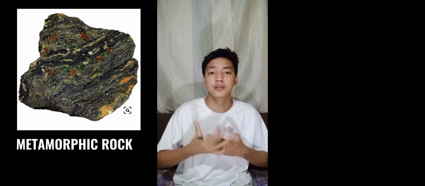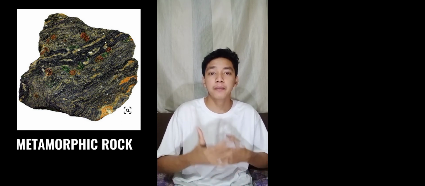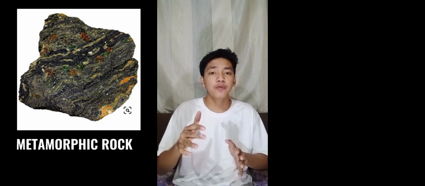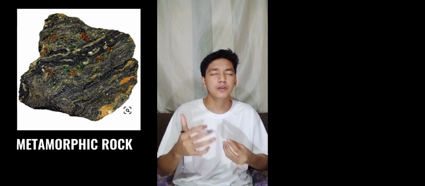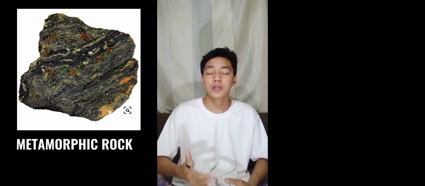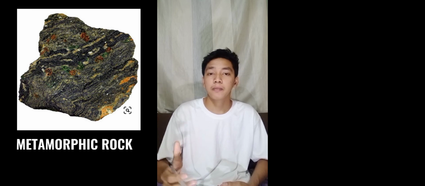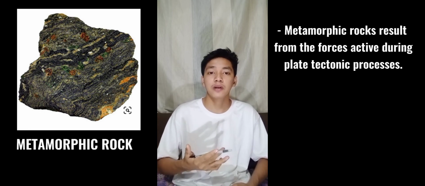The third kind of rocks are the metamorphic rocks. These rocks started out as some other type of rock but have been substantially changed from their original igneous, sedimentary, or earlier metamorphic form. Metamorphic rocks form when rocks are subjected to high heat, high pressure, hot mineral-rich fluids, or more commonly some combination of these factors. Metamorphic rocks result from the forces active during plate tectonic processes.